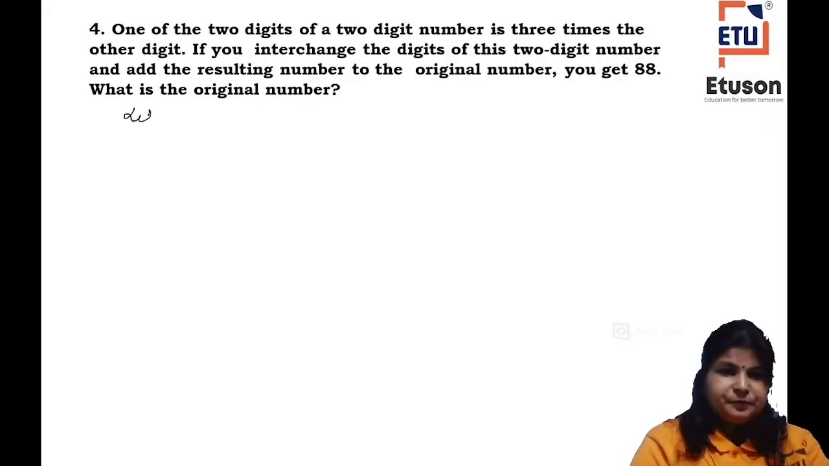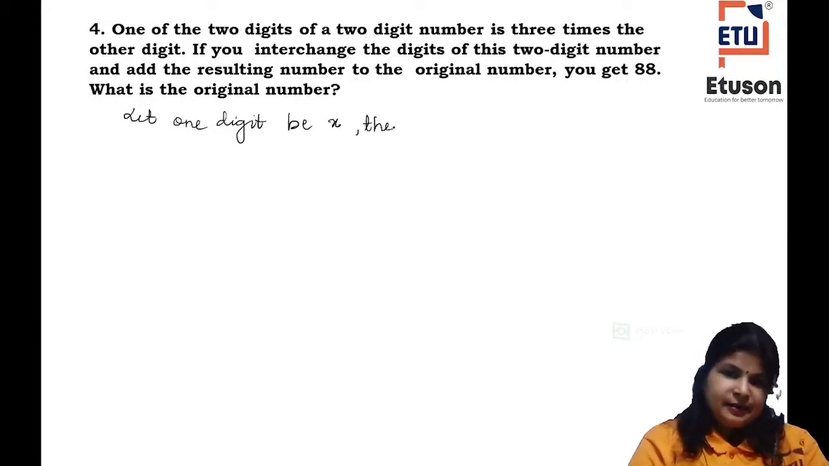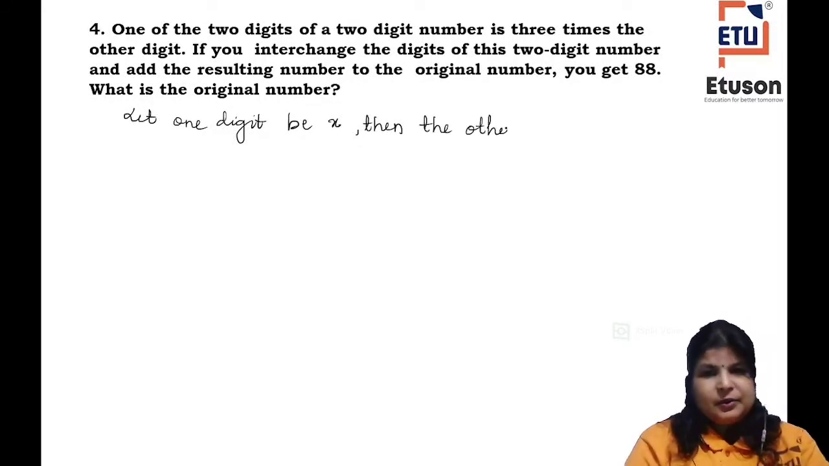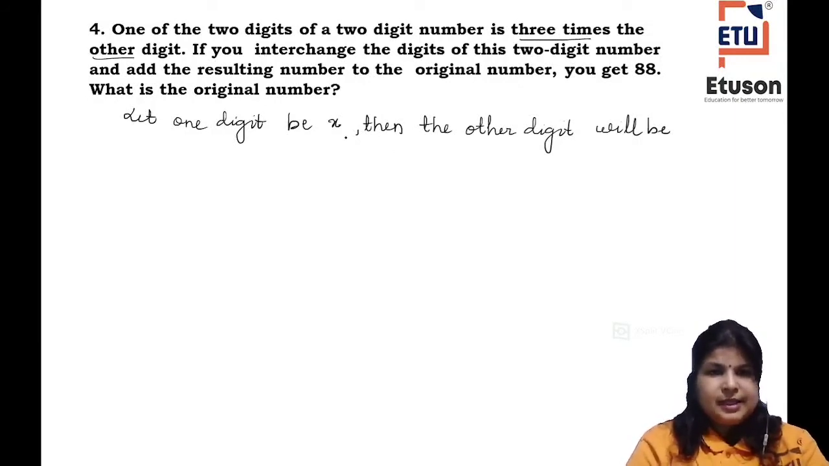So let one digit be x. Then the other digit will be how much? 3x. 3 times the other digit, right? So one digit x, then the other is 3x.